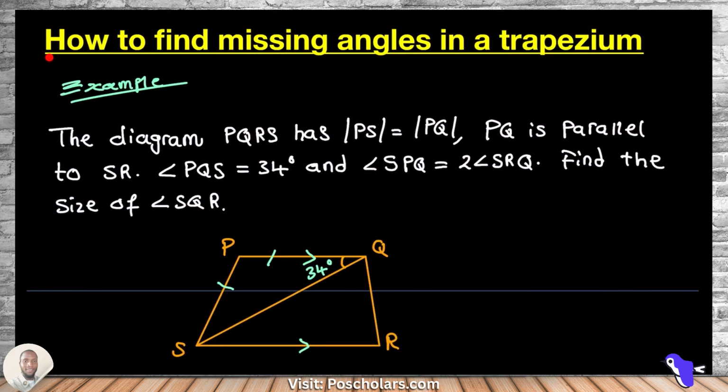Now let's get started. The title of this video is how to find missing angles in a trapezium. We have just one example and it says: in the diagram PQRS, line PS equals line PQ. PQ is parallel to SR. Angle PQS equals 34 degrees, and angle SPQ equals 2 times angle SRQ. Find the size of angle SQR. So let's solve the question.